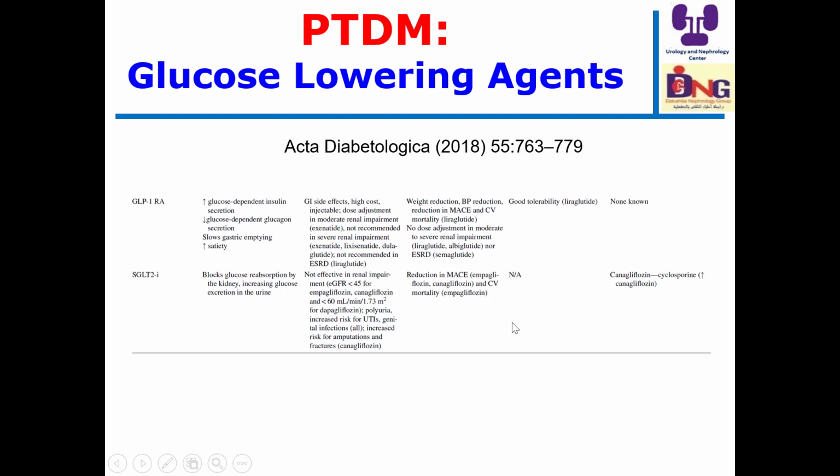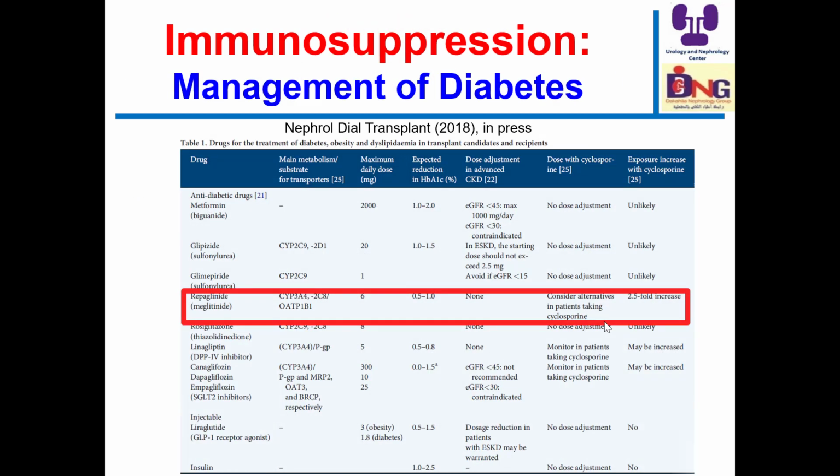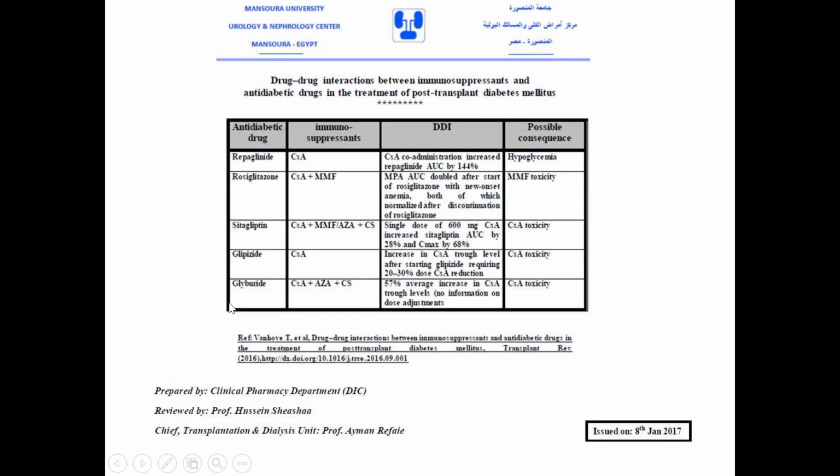Sodium glucose cotransporter 2 inhibitors. Canagliflozin: cyclosporin increased canagliflozin level, to put in mind. And this is the issue of repaglinide, which is a non-sulfonylurea insulin secretagogue. Here there is interaction with cyclosporin, so don't use repaglinide with cyclosporin. And this is the summary of important drug-drug interactions prepared by the Clinical Pharmacy Department of the Urology and Nephrology Center. Here, repaglinide and cyclosporin, the risk is hypoglycemia because cyclosporin increases repaglinide level.